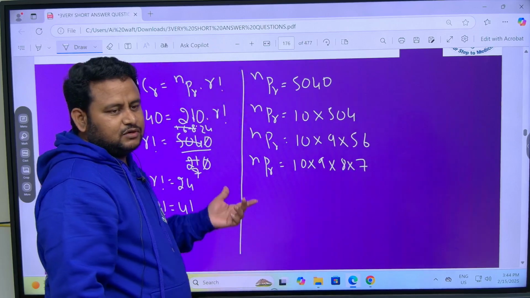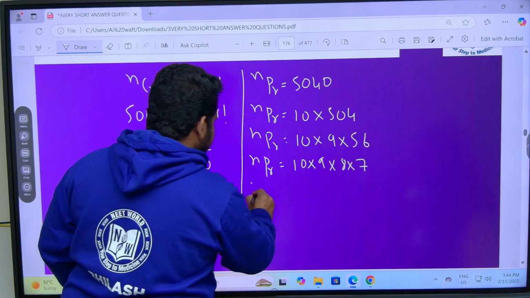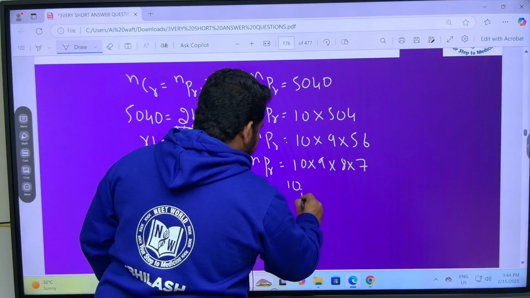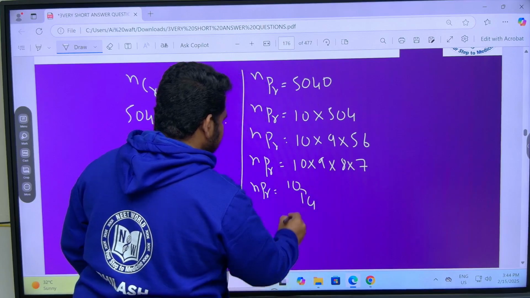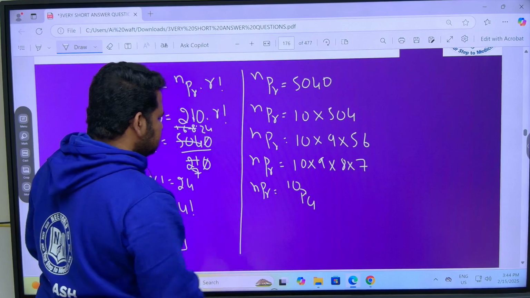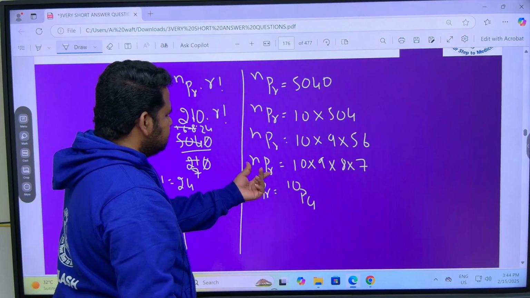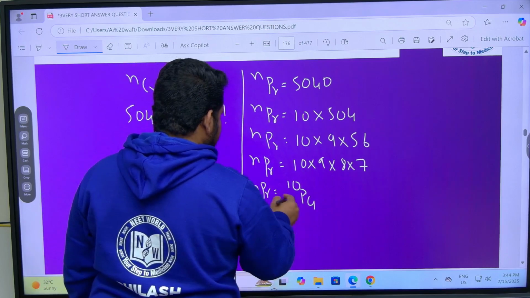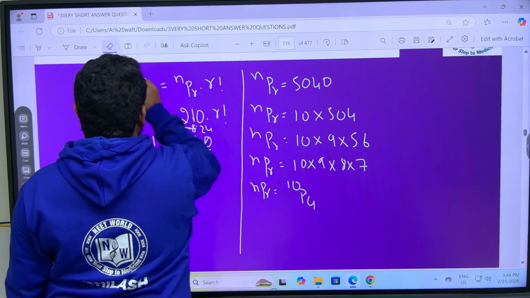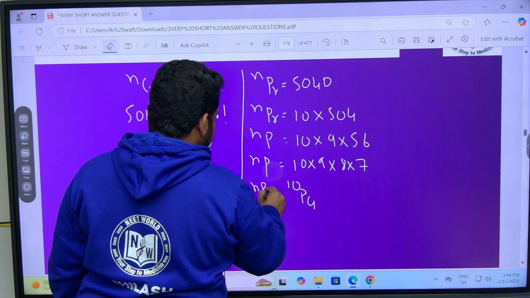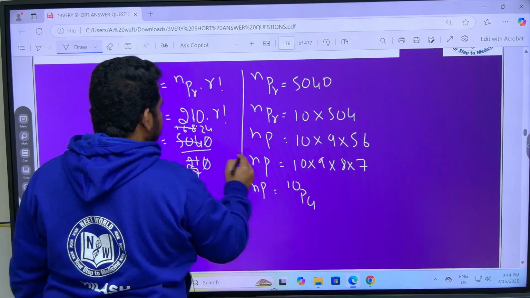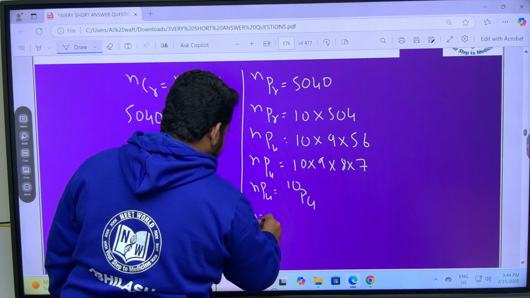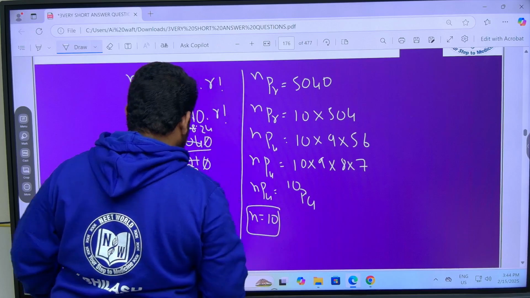So this is similar to one of the questions which we solved. So nPr will be equal to 10P4, 1 2 3 4, 10P4. Already we got r as 4, so nP4 will be equal to 10P4. Here I can write 4 instead of r, because already we found that r is equal to 4. So n will be equal to 10. So we got n value as 10 and r value as 4.